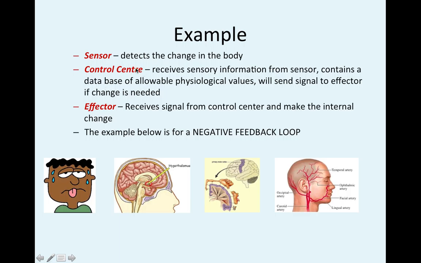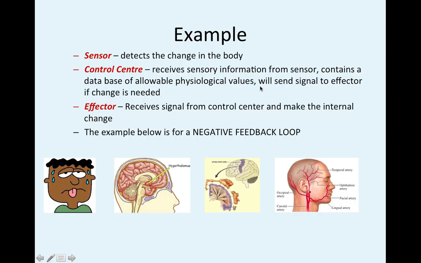The control center then says, okay, I've received that information from the sensor. I've looked at my parameters and that's too hot. That's outside of my parameters. We should be 38, but the sensor's telling me it's 40. I've got to decide how I'm going to make a change. So it makes a change. The control center happens to be the hypothalamus, the same as the sensor.